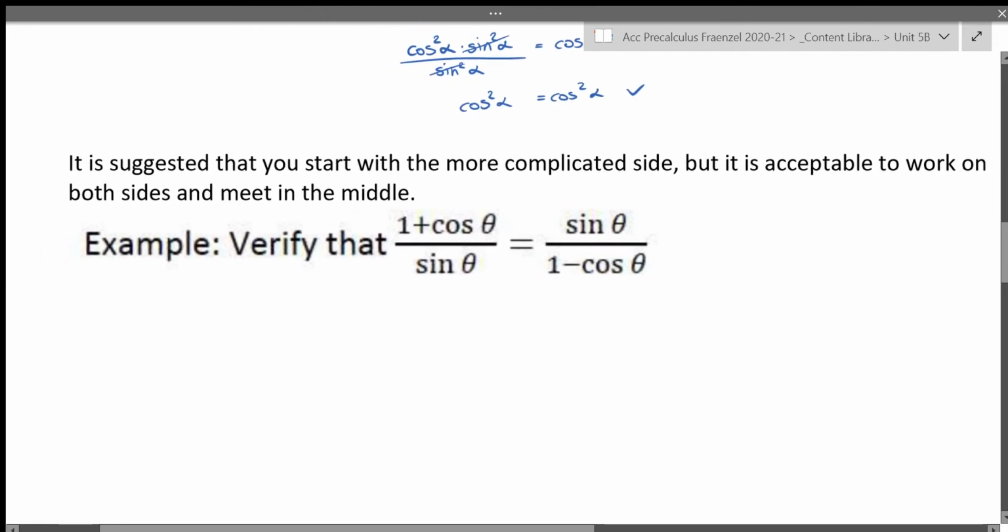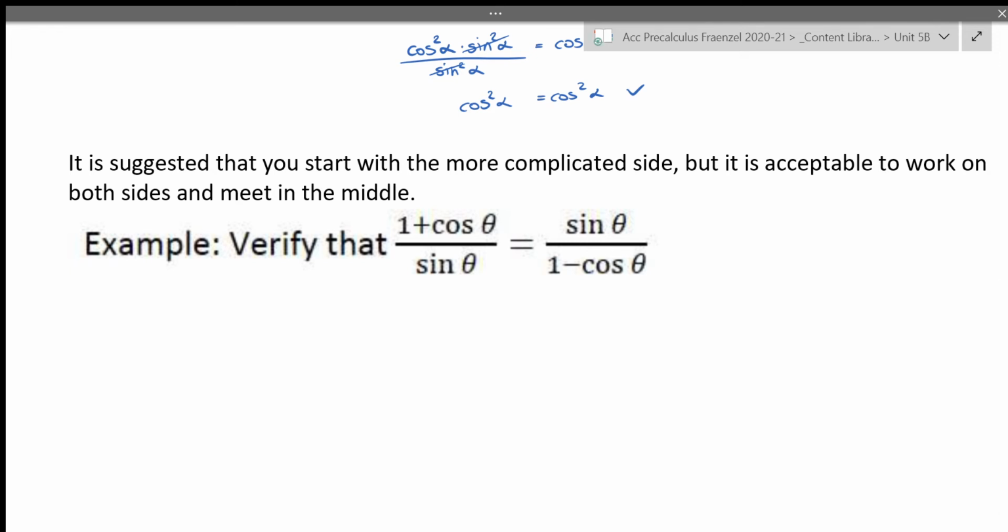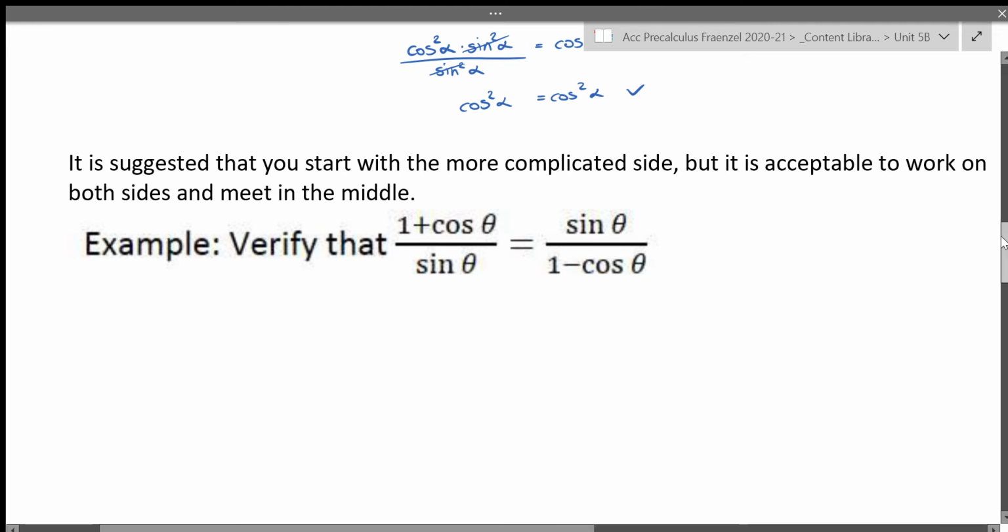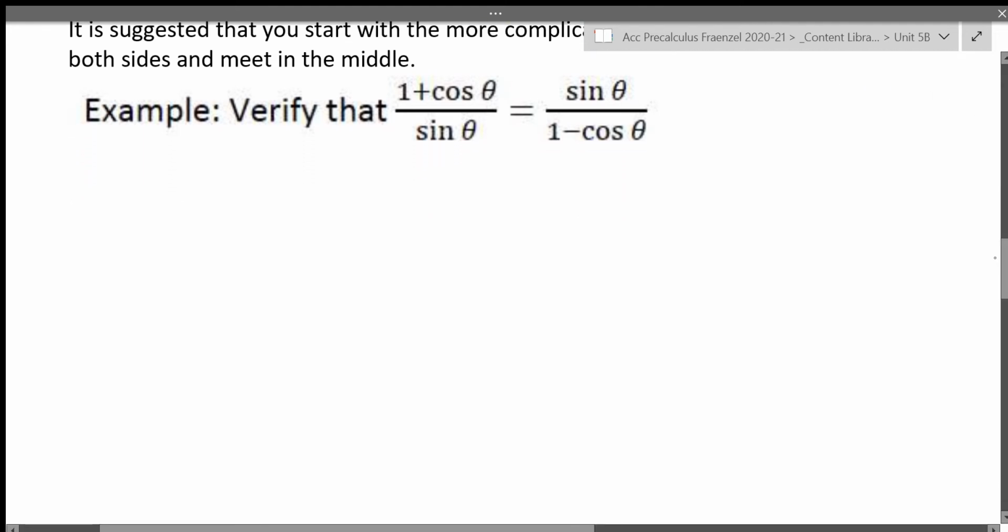You can work on both sides and meet in the middle. You can only work on one side. You can work on either side. It's really up to you. It's usually easier to start with the side that looks more complicated.